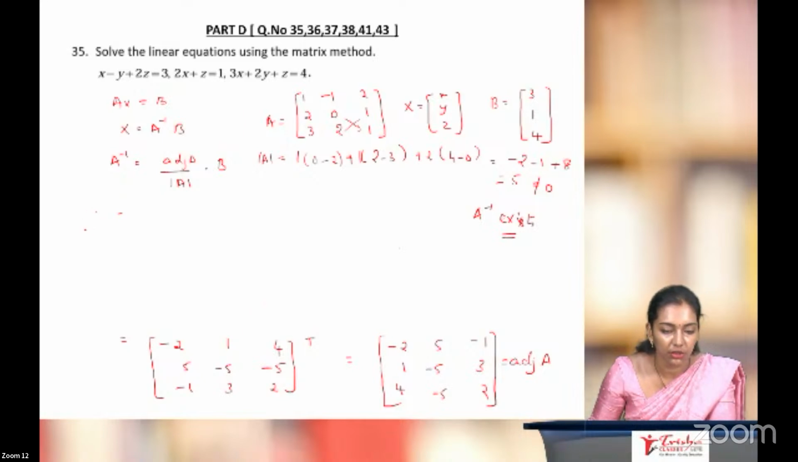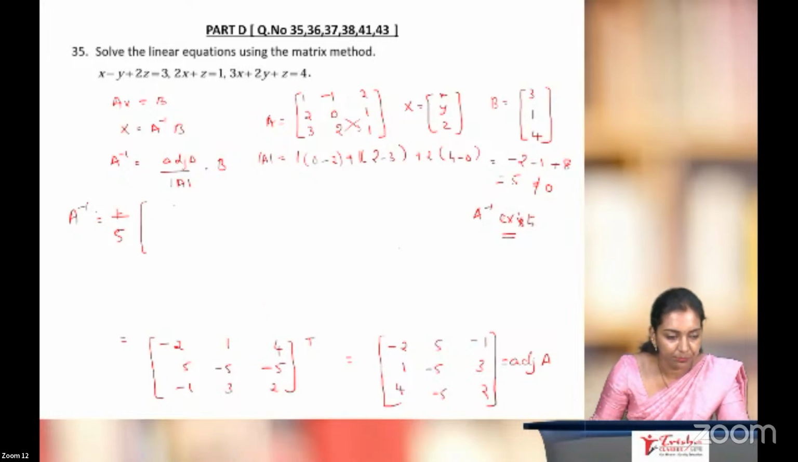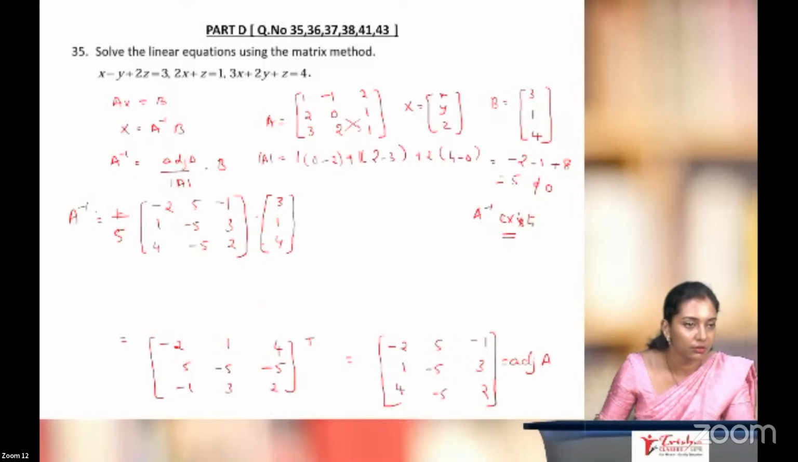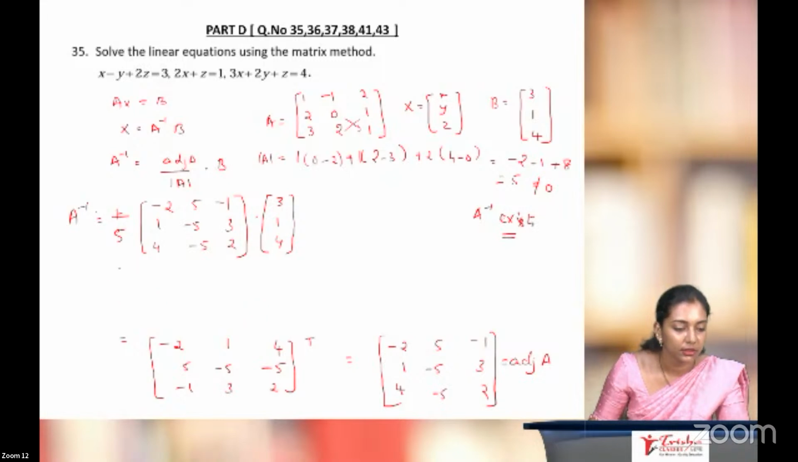So now what we got: adjoint of A we got, determinant of A we got. So A inverse equals adjoint of A by determinant of A. So 1 by 5 into the matrix minus 2, 5, minus 1, 1, minus 5, 3, and 4, minus 5, 2, into B. What is B? The constants: 3, 1, 4. So this is basically a method of solving linear equations where you can find the values of x, y, and z. Okay, so now multiply this.